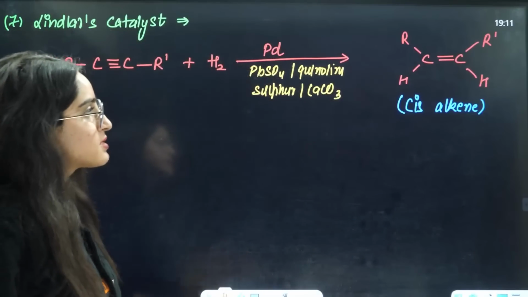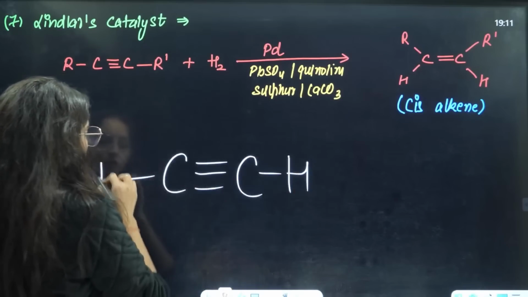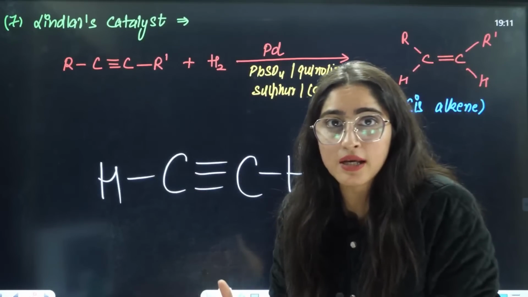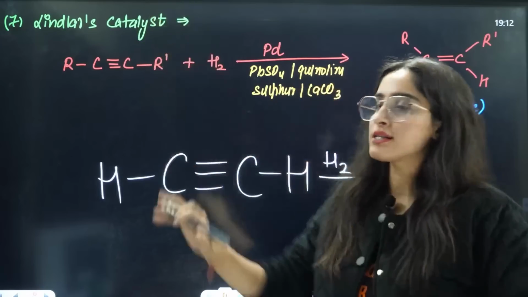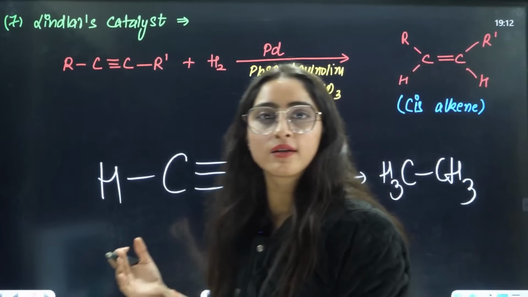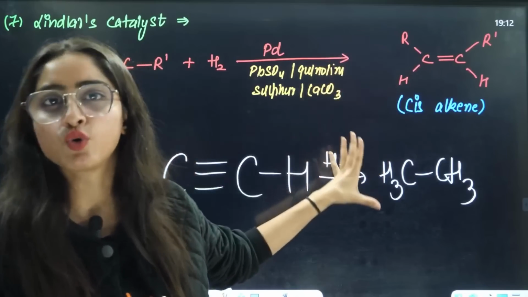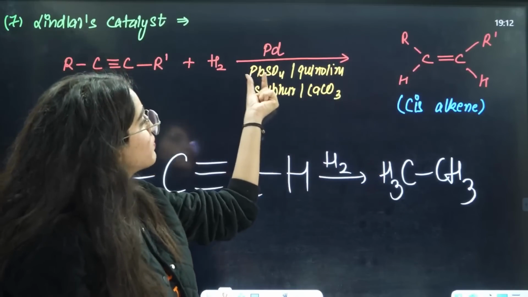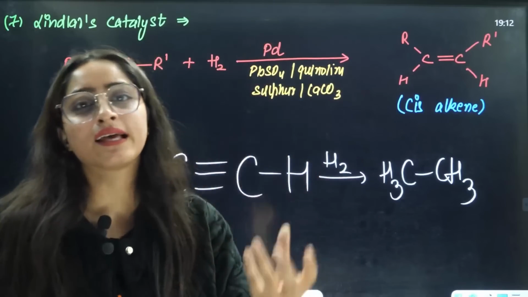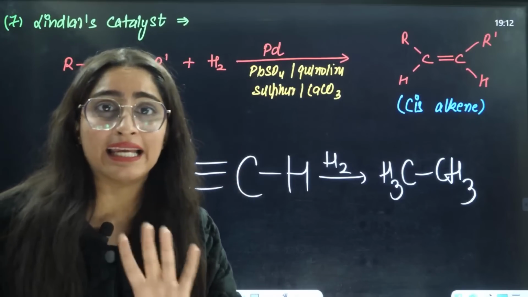So basically what happens here, we know that whenever we have this alkyne, we are doing the hydrogenation. Now, hydrogenation is a catalytic process, so it would convert this into alkane. But we don't want to convert this into alkane, we just want to stop at the alkene. That is why a poison is used, and that poison is called PbSO4, BaSO4, quinoline, sulfur, CaCO3. Usually they can write just simply poisoned by sulfur so that the reaction can stop at the alkene stage.